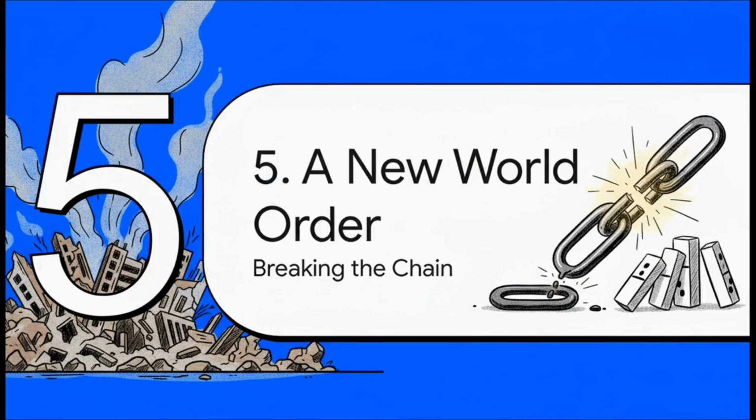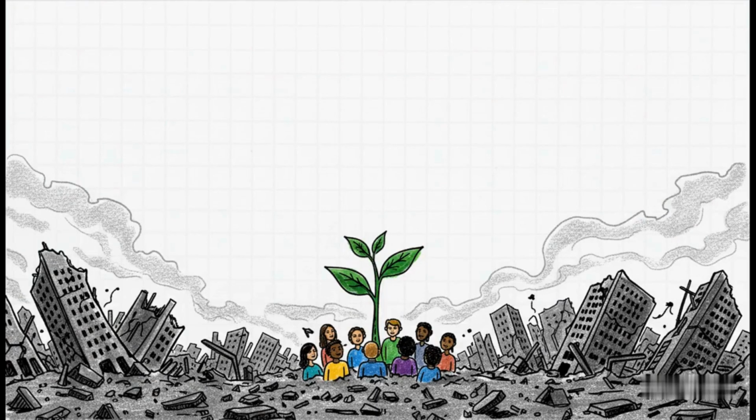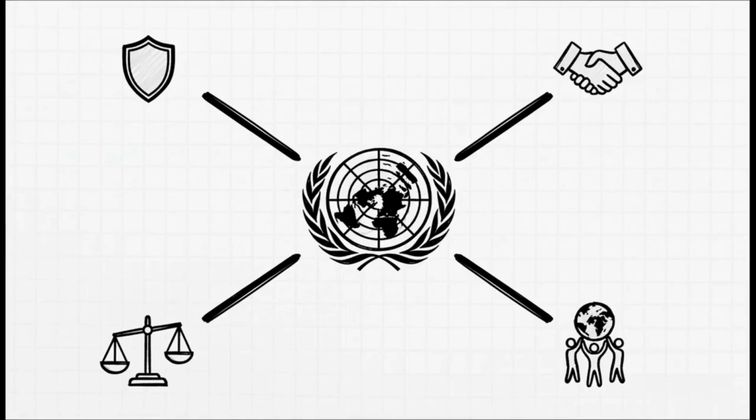This is our 5th and final piece in this long chain reaction. Having witnessed 2 horrific world wars in a single generation, both caused by nationalism and imperial rivalry, the world's leaders knew they had to try something different. The old system had failed, catastrophically. A totally new approach was needed. And that new approach was the United Nations.